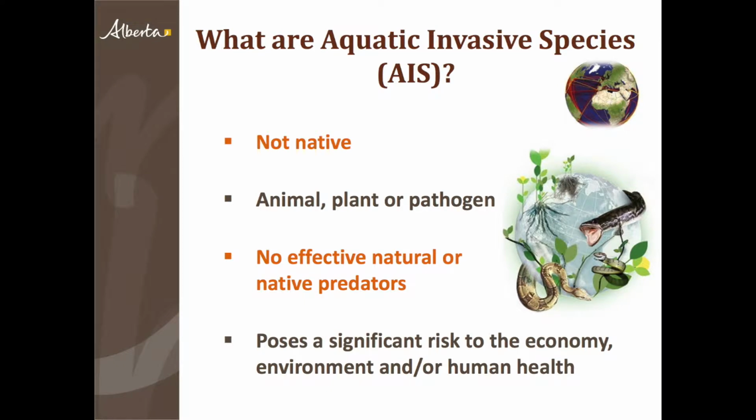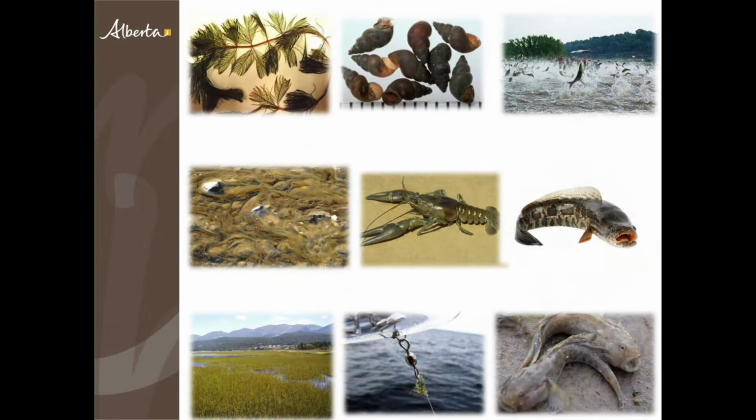Okay, so what are aquatic invasive species? There's no Alberta definition yet, but the universal definition is that they pose a significant risk to the economy, environment, and/or human health. They're not native. They can be animal, plant, or pathogen, and there are no effective natural or native predators in the ecosystem in question. There are several examples, and I won't get into them. Aside from mussels, we have the Asian carp, Eurasian water milfoil, the goby, and didymo, or rock snot.